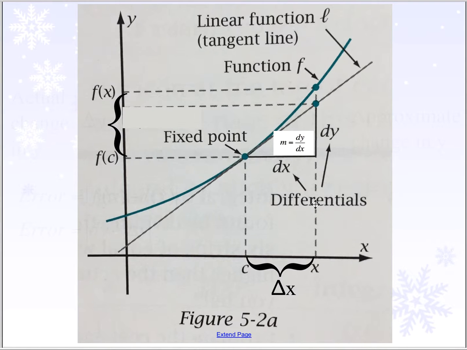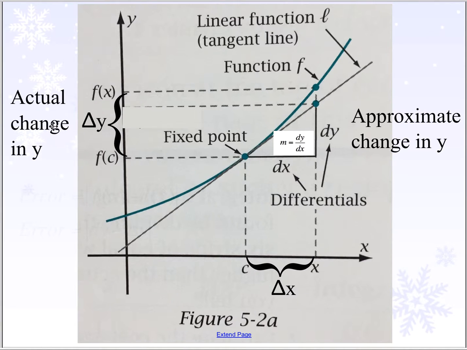So this is a new vocabulary term, differentials. And we're going to be using those terms in this chapter as well as what's coming up in the next couple of sections. And we talk about dy being the approximate change in y. So not the actual change in y because we're only using the tangent line. The full distance from the y value at the fixed point to the y value on the curve of f, that's called delta y, and that's the actual change in y.